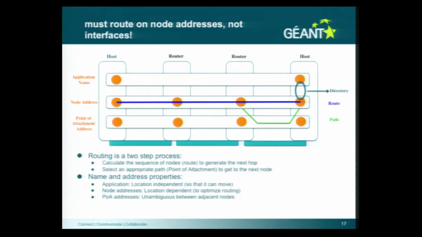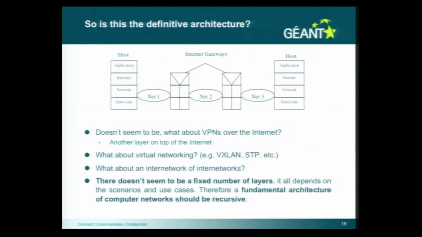There's an RFC and a paper from Jerry Saltzer in the 70s that says how you should do naming and addressing in a network, called a complete naming and addressing scheme. You should name your applications, your node addresses, your point of attachment addresses, and your routes. So is this the definitive architecture for an internet?